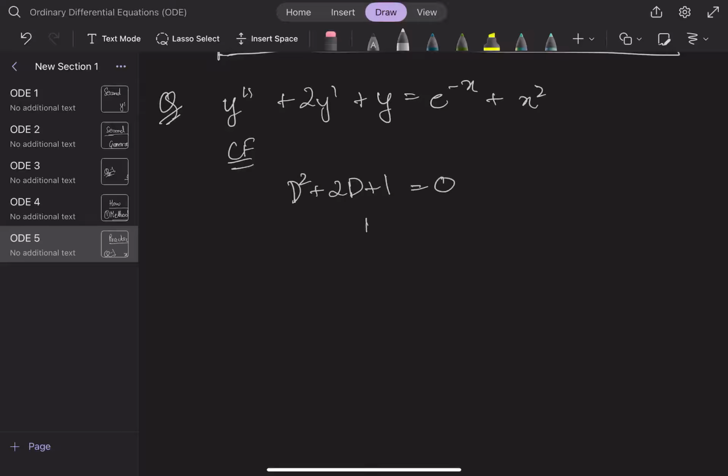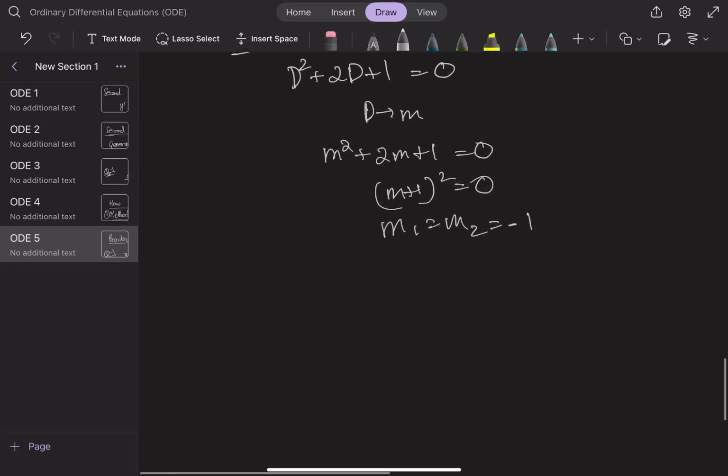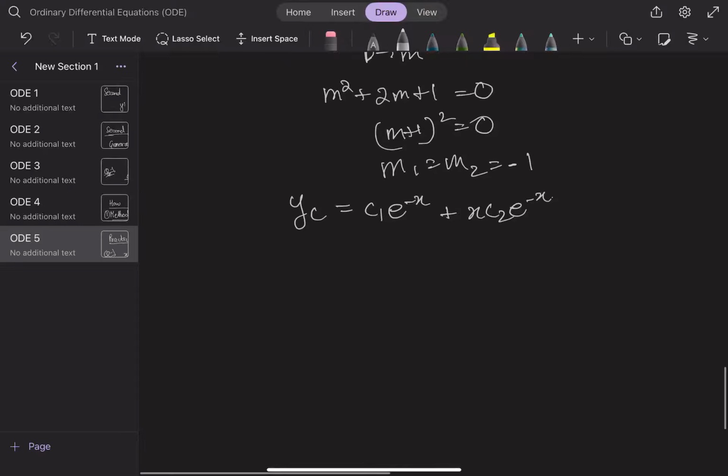So now replace d with m. M square plus 2m plus 1 is equal to 0. So this is m plus 1 whole square. So your m1 is equal to m2 is equal to minus 1. So your CF or your YC becomes C1 e raised to minus x plus x times C2 e raised to minus x. Now let's find out our PI.